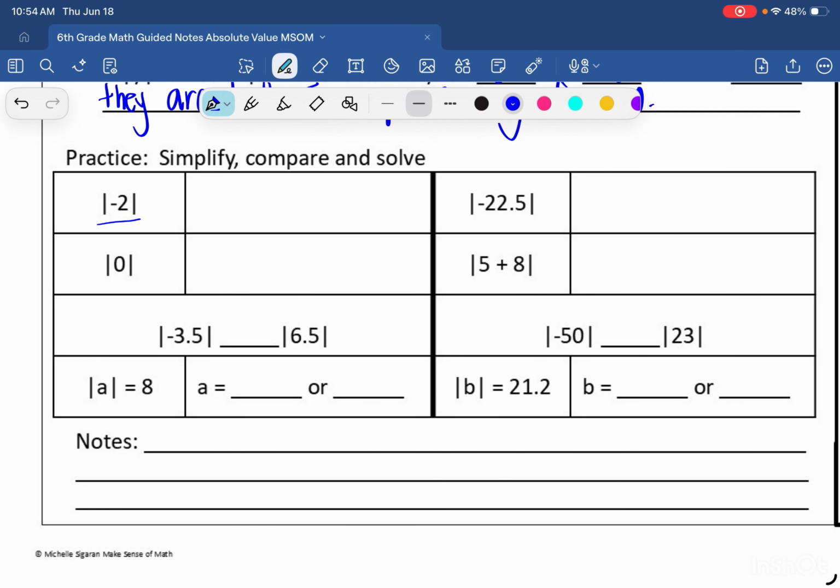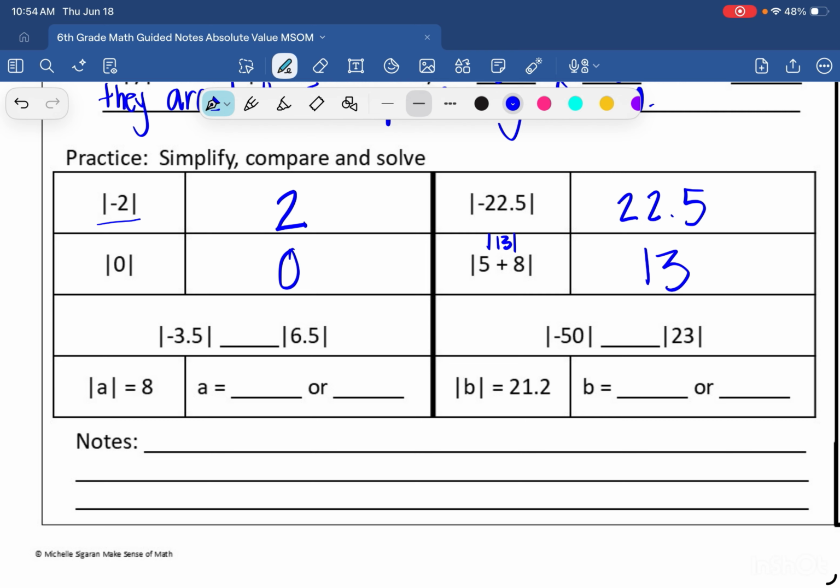Practice. The absolute value of -2 is 2, because it's 2 spaces from 0. Absolute value of -22.5 is 22.5. That is the distance from 0. The absolute value of 0 is 0. And the absolute value of 5 plus 8. Well, 5 plus 8 is 13, so the absolute value of 13 is 13, because that's the distance from 0.